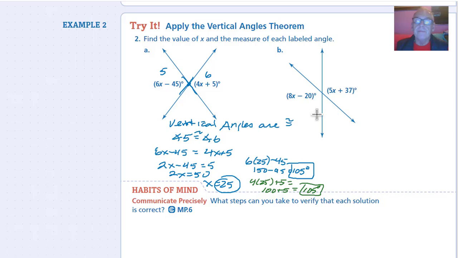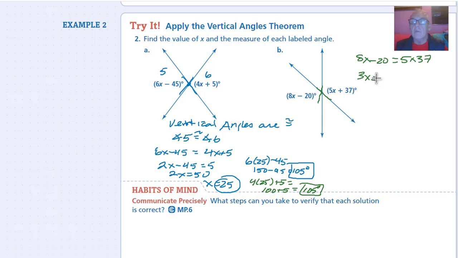Okay, let's look at B. In B, we got another situation with vertical angles, so these two have to be congruent to each other. So we can say 8x minus 20 is equal to 5x plus 37. And then we need to get our x's together on one side, so take away 5x from both sides.